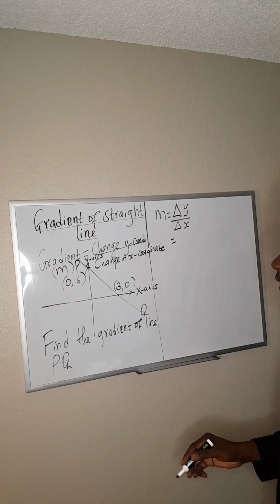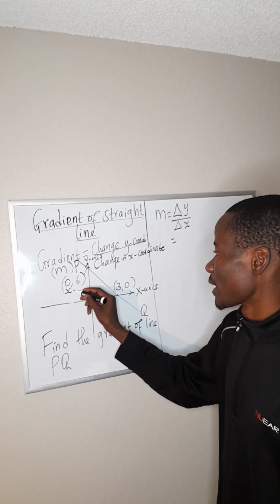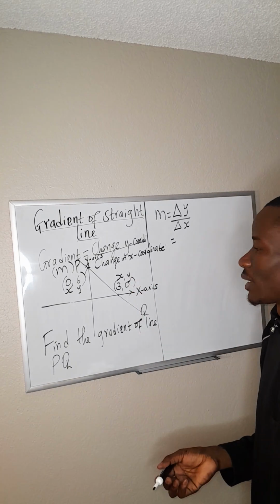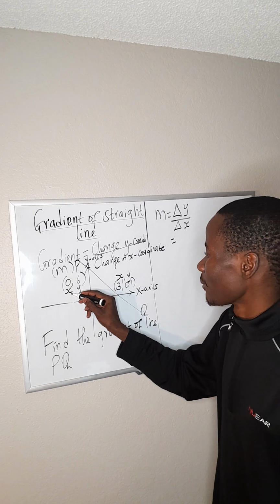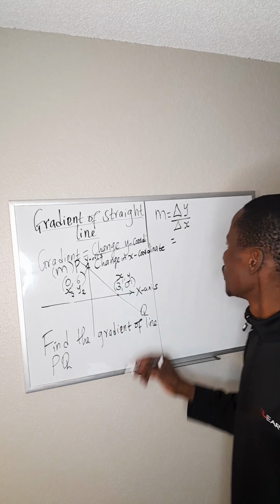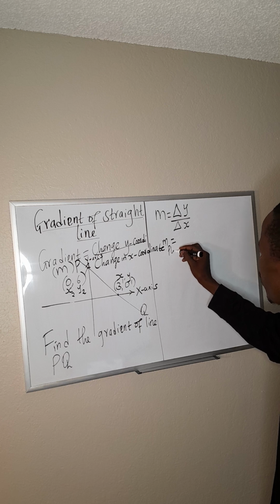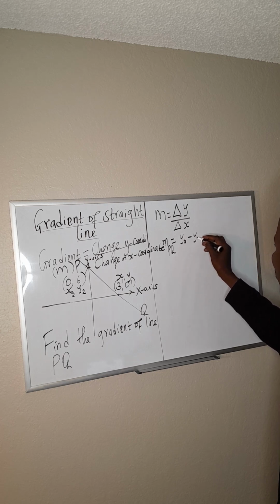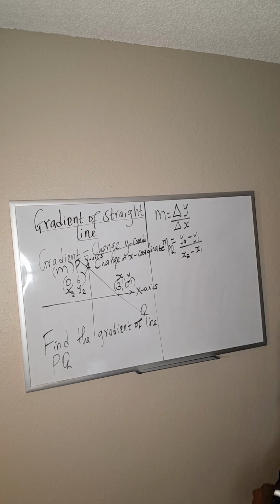For this particular case, I have two pairs of coordinates here. The first one is the x, y coordinate. I'll call this my x1, y1 and this my x2, y2, so that the gradient of this line PQ is given by y2 minus y1 out of x2 minus x1. I hope you're following and you're moving together.